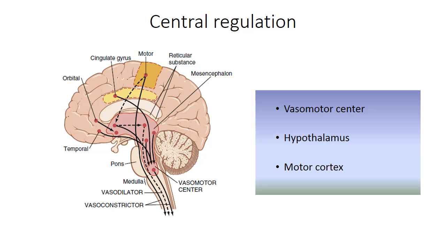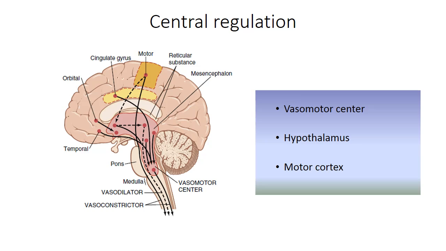This figure shows the important regulatory centers for blood flow and the circulatory system. The first and most important center that you know is the vasomotor center. The vasomotor center has three parts, and we've discussed this. Let's see other subcortical and cortical centers that regulate blood flow. One of them is the hypothalamus. The hypothalamus acts on the vasomotor center.